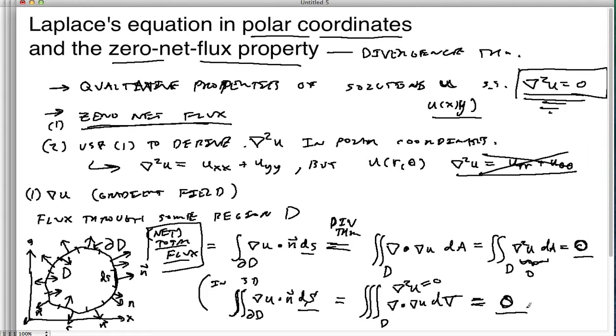Okay, so that's a property, and this is true for any region D. So this is through some region right here. What we mean is any region that's in the domain of interest. Any closed region inside of our domain of interest, we find out that we have zero net flux. So again, this is the same thing as saying that this means divergence free.